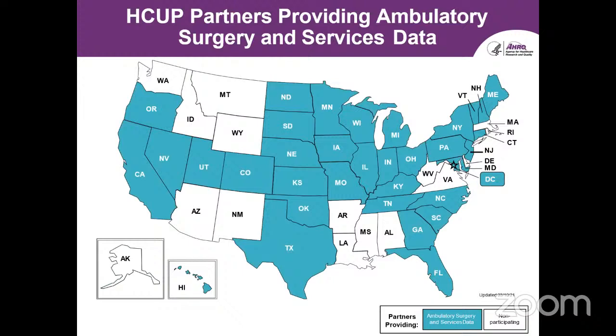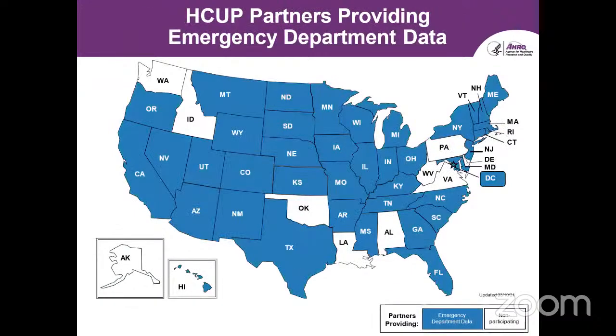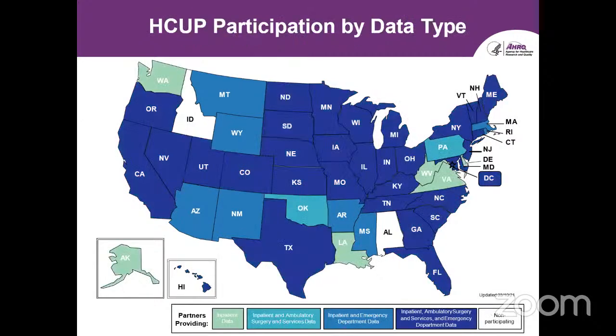In this map, you can see the partners providing ambulatory surgery and services data, which is a part of the HCUP database. Here we can see the partners providing emergency department data. Here is the HCUP participation by data type.